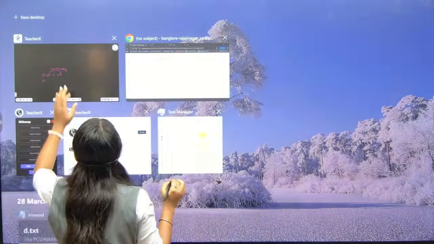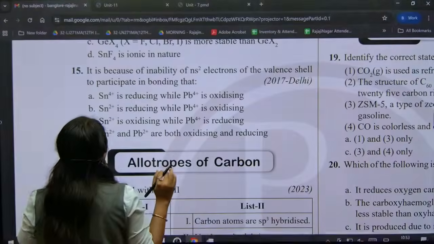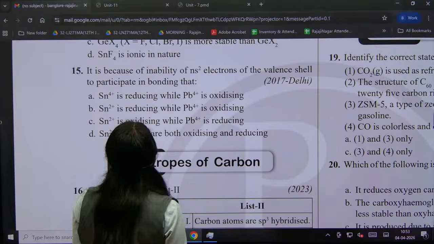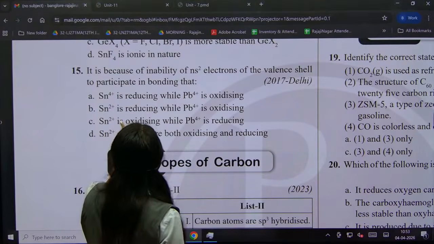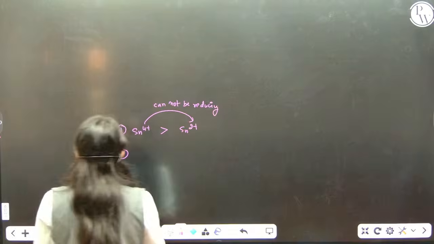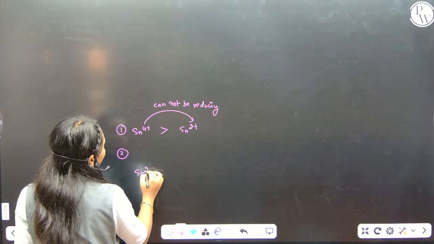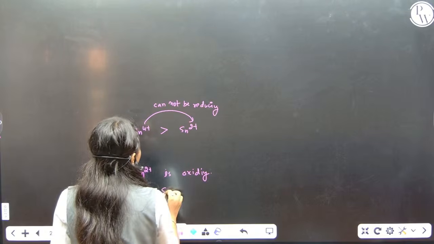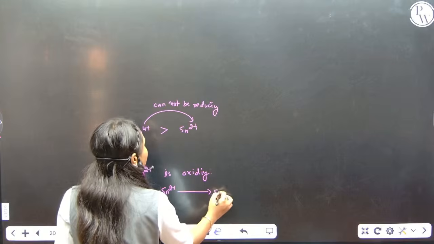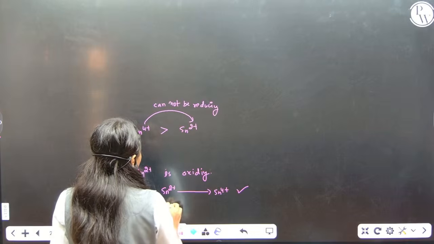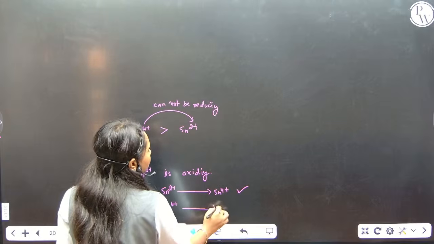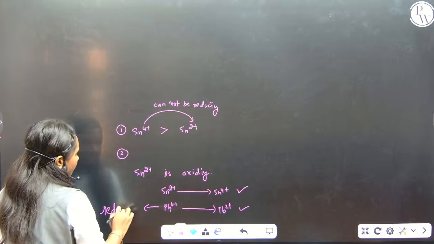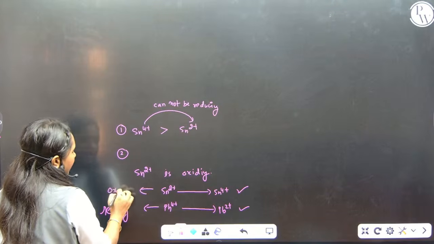Then we have Sn2+ reducing while Pb4+ is oxidizing. Sn2+ is oxidizing, what does it mean? That Sn+2 can oxidize to Sn+4. That is correct, right? Pb4+ can reduce to Pb2+. This is also correct. So Pb is reducing and it is oxidizing. Correct.